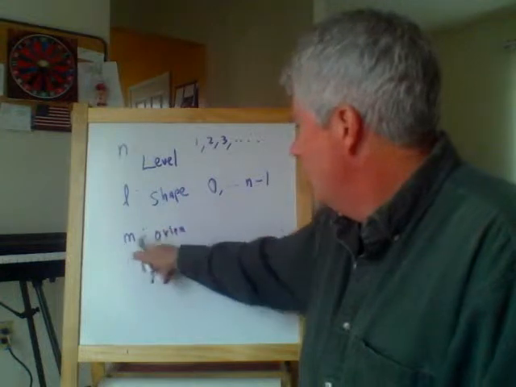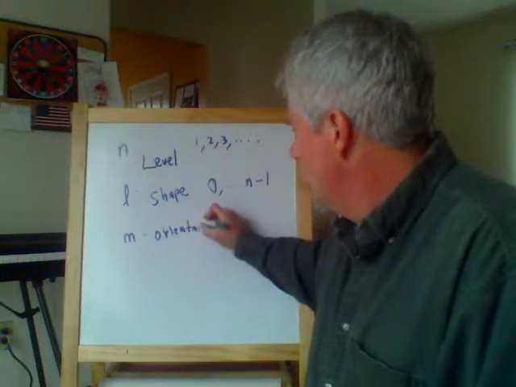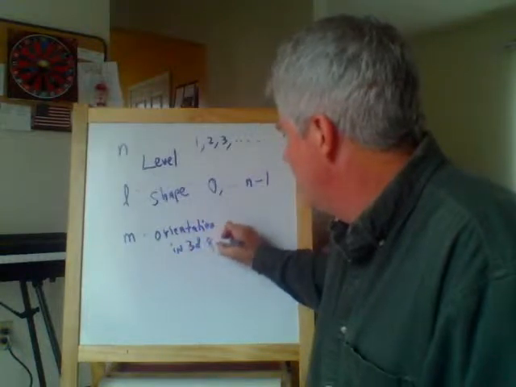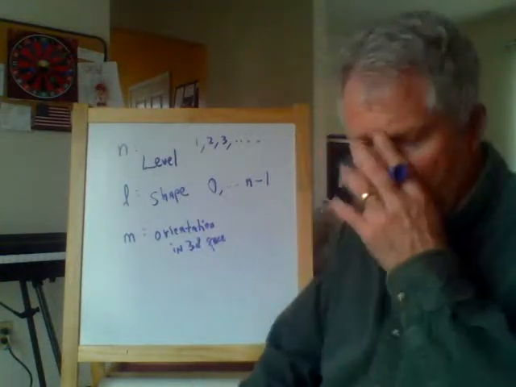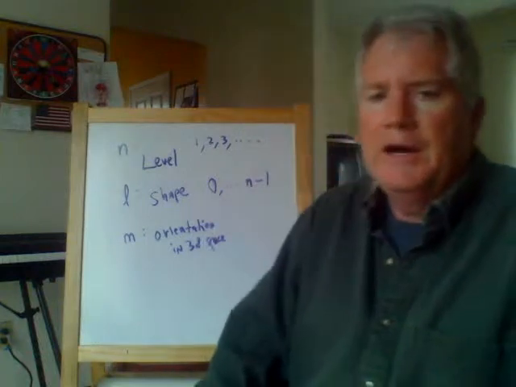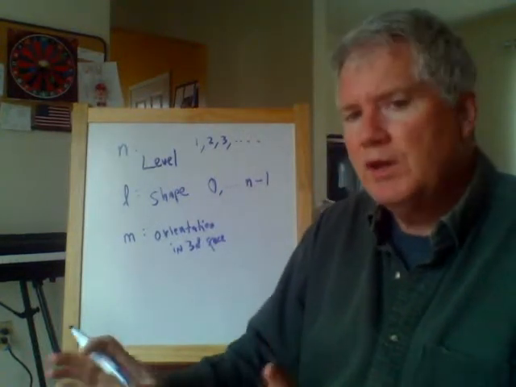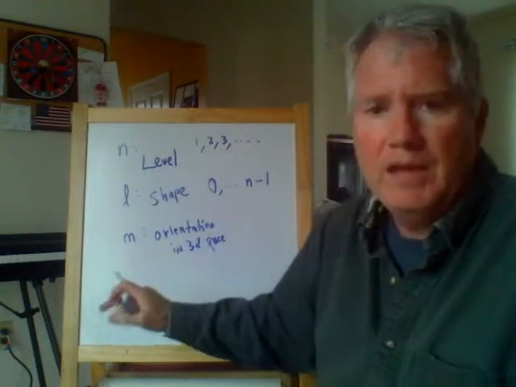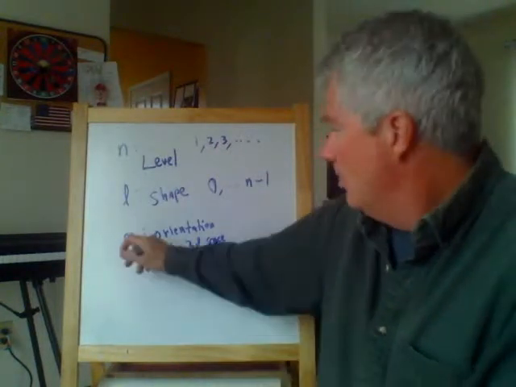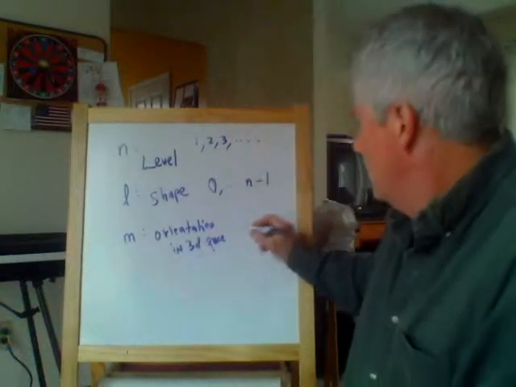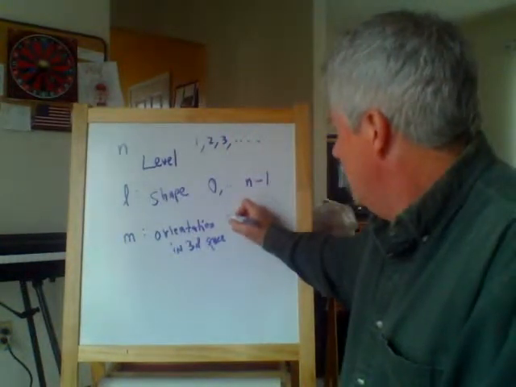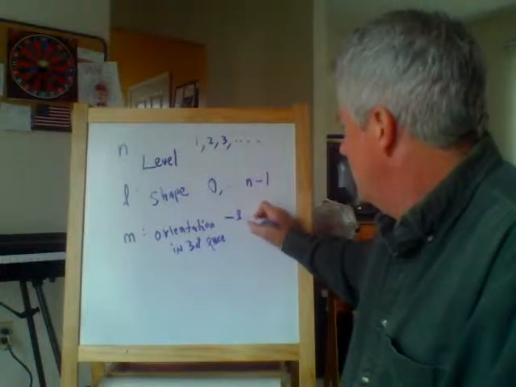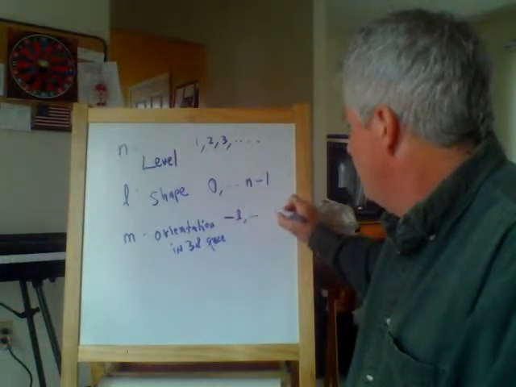But the m quantum number refers to the orientation in space, basically in three-dimensional space. When I draw the shapes, which is when I actually start to draw some of these shapes, m will make a bit more sense. Now, the values that m can take are essentially negative L all the way up until positive L.